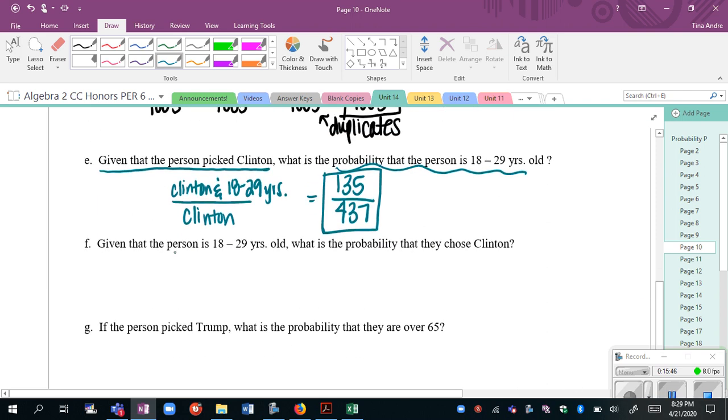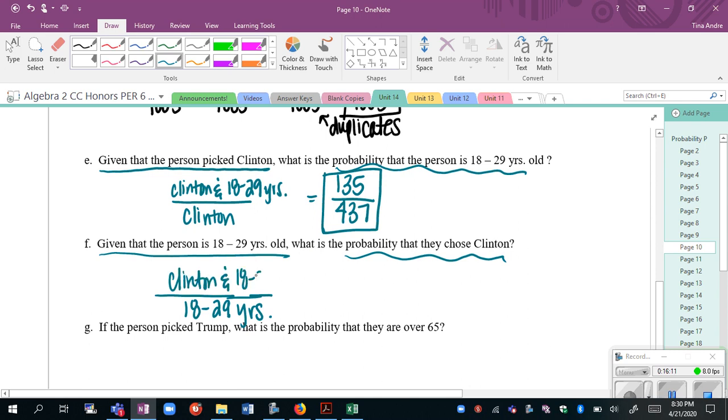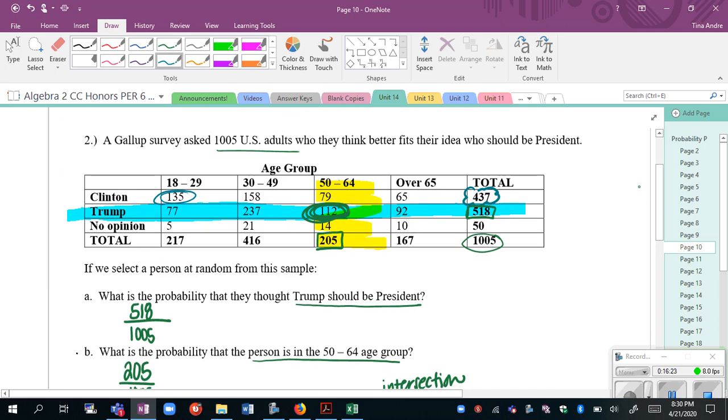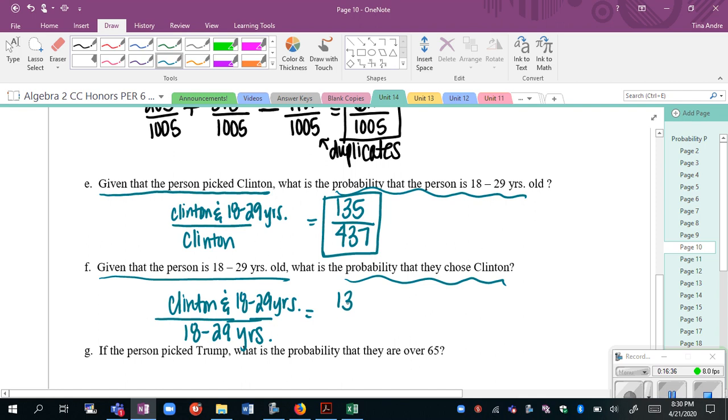A couple more. Given that the person is 18 to 29, now we're looking at basically the flip. What's the probability that they chose Clinton? How this one changes is now the 18 to 29 years is on the bottom. So the numerator is going to be the same because there's 135 people that picked Clinton and are 18 to 29 years old, but the given is different. Now we're looking at out of all the people that are 18 to 29, so out of the 217 people, how many picked Clinton? Well, 135 out of the 217.